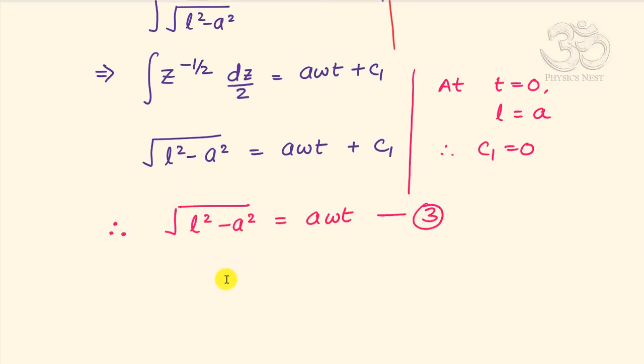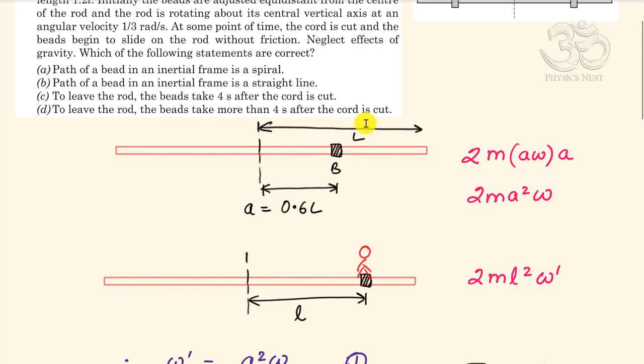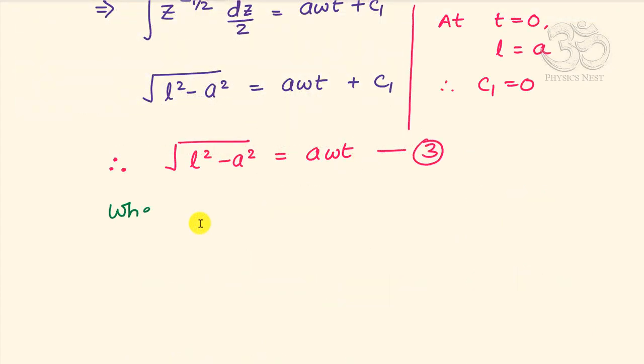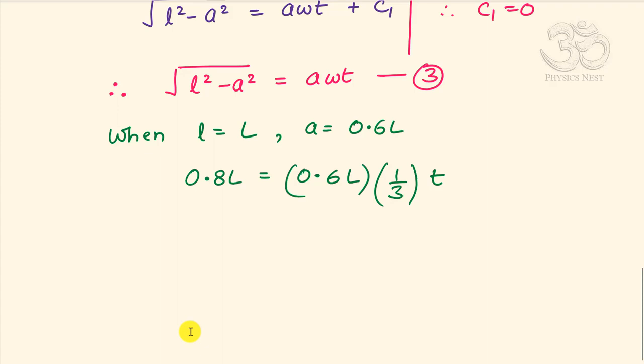And he's asking us to figure out the time when the bead reaches the other end of the rod. Now when the bead has to reach the other end of the rod, small l should become capital L. The length on one side was capital L. When small l becomes equal to capital L and the value of a is anyways known, this is equal to 0.6 times L times omega, which is 1 by 3 times time. And this will go with a 0.2, so this becomes 2, this becomes 8, there is a 4, L cancels out, so t is equal to 4 seconds.